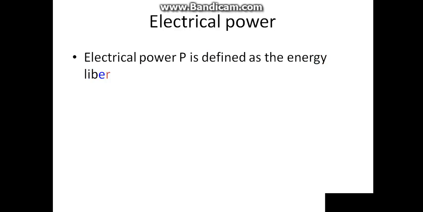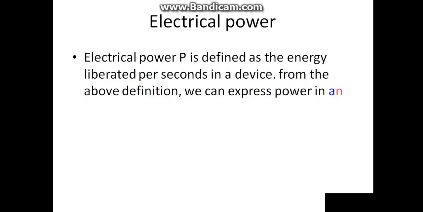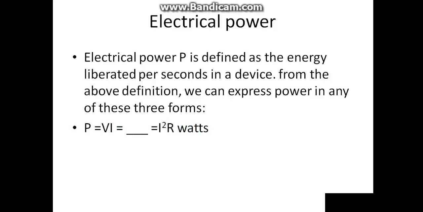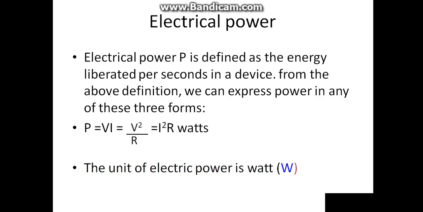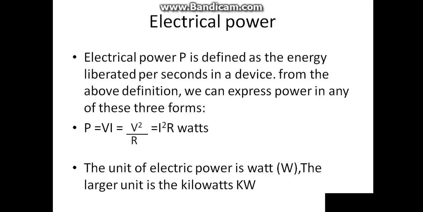Electrical power. Electrical power, capital P, is defined as the energy liberated per second in a device. From the above definition, we can express power in any of these 3 forms. Capital P is equal to VI, which is equal to V squared over R, which is equal to I squared capital R, which is in watts. The unit of electric power is the watt, capital W. The larger unit is the kilowatt, kW. 1 kilowatt equals 10 raised to power 3 watts.